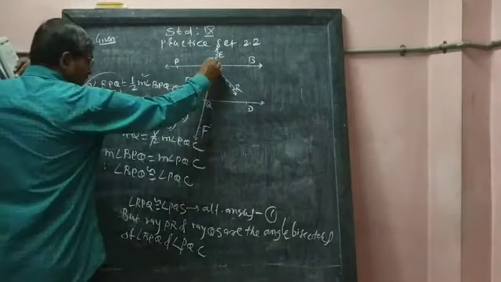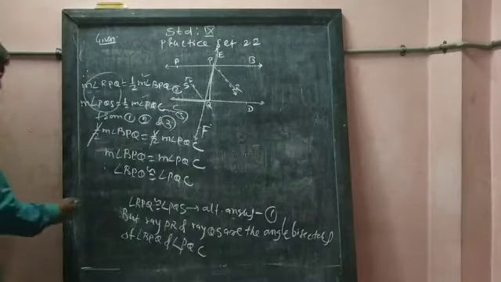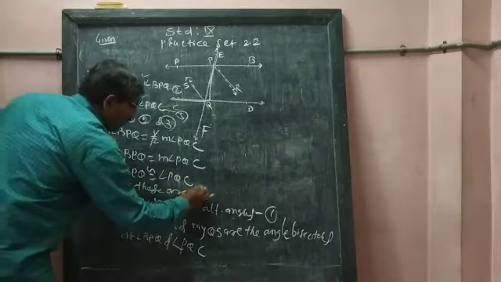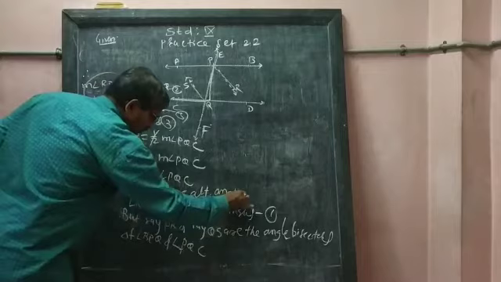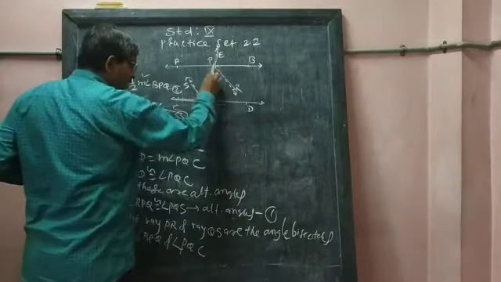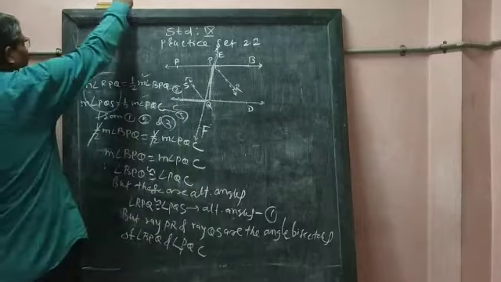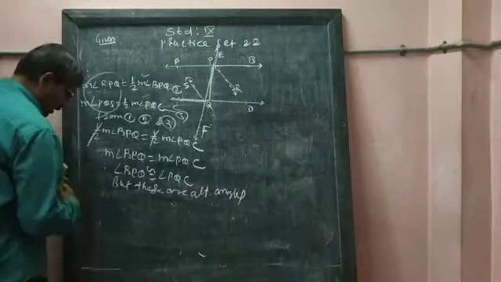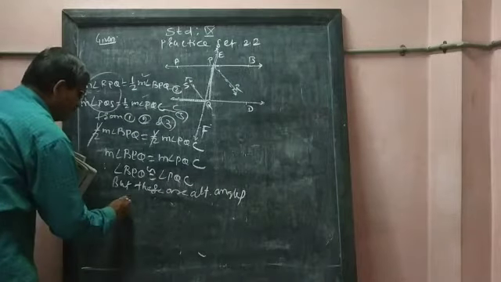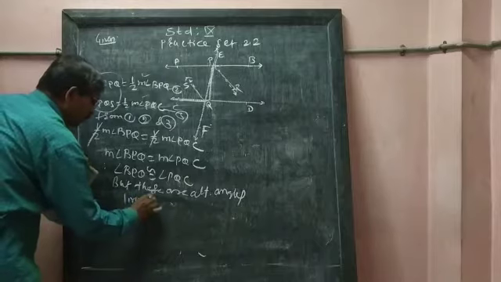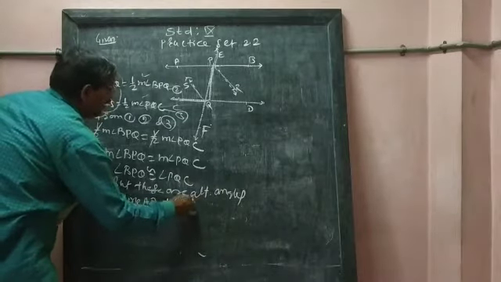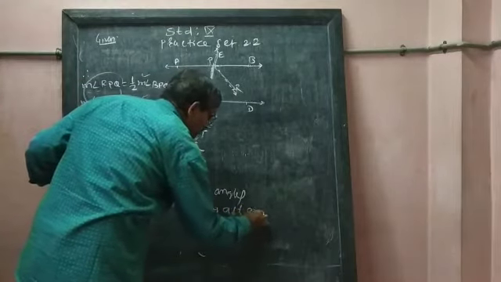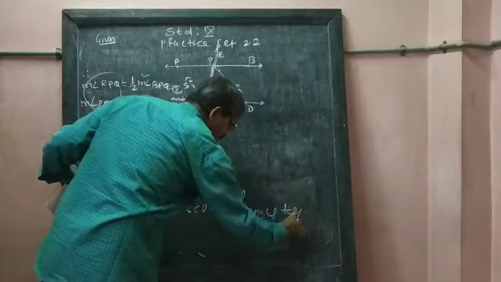PQC. Here PQC. But these are alternate angles. Alternate angles, Z-type angles are formed, and therefore by the alternate angle test, line AB is parallel to line CD.